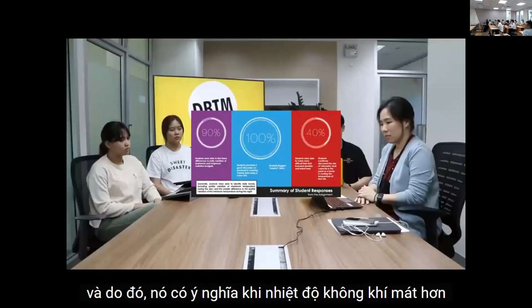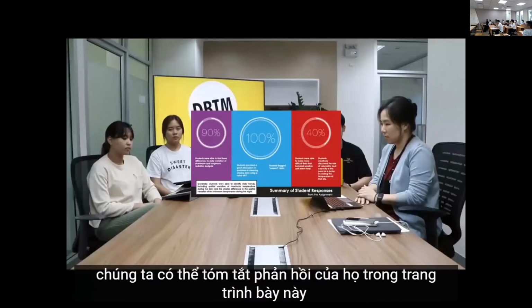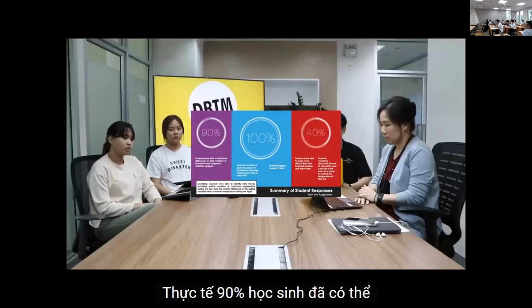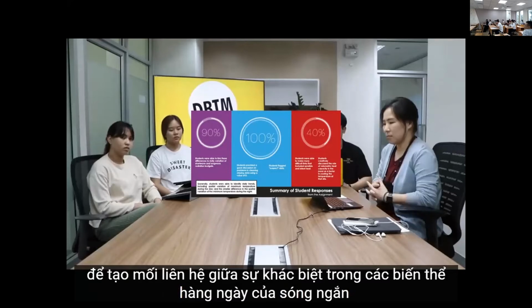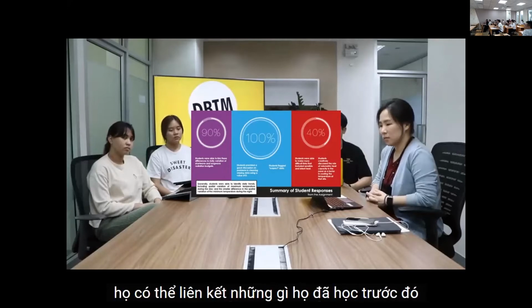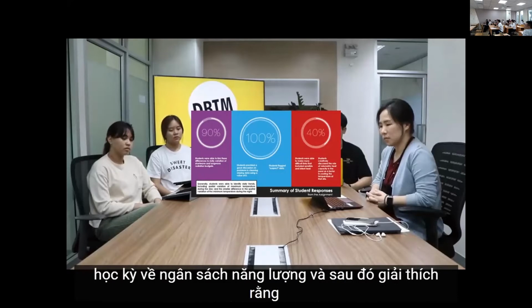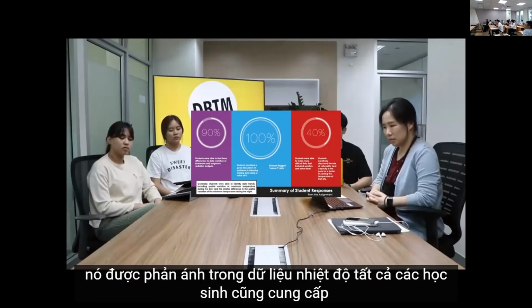So in looking at all of the responses of the students, we can summarize their responses in this slide. 90% of the students were in fact able to make a link between the differences in the daily variations of shortwave, long-wave radiation, and energy budgets and temperatures. So they were able to link what they had learned the previous semester about energy budgets and then explain that as it was reflected in the temperature data.